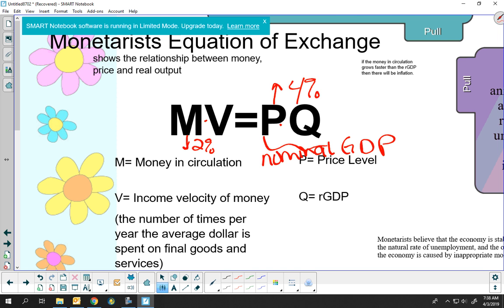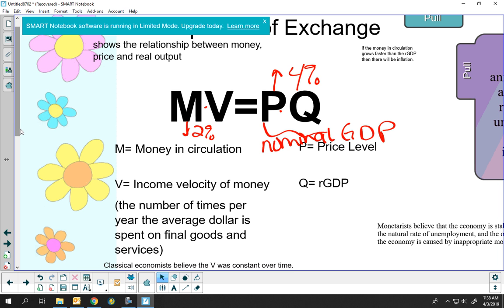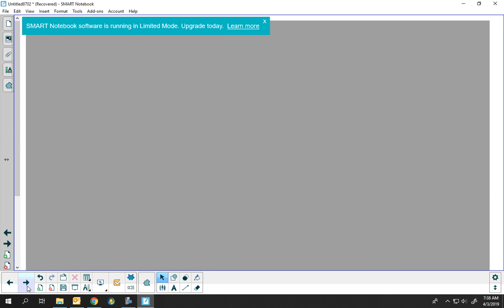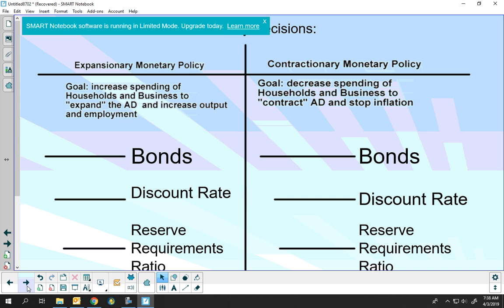Okay, so we actually learned how do they control money supply? Like what are the tools of monetary policy? This is kind of maybe like a big chart, like this.